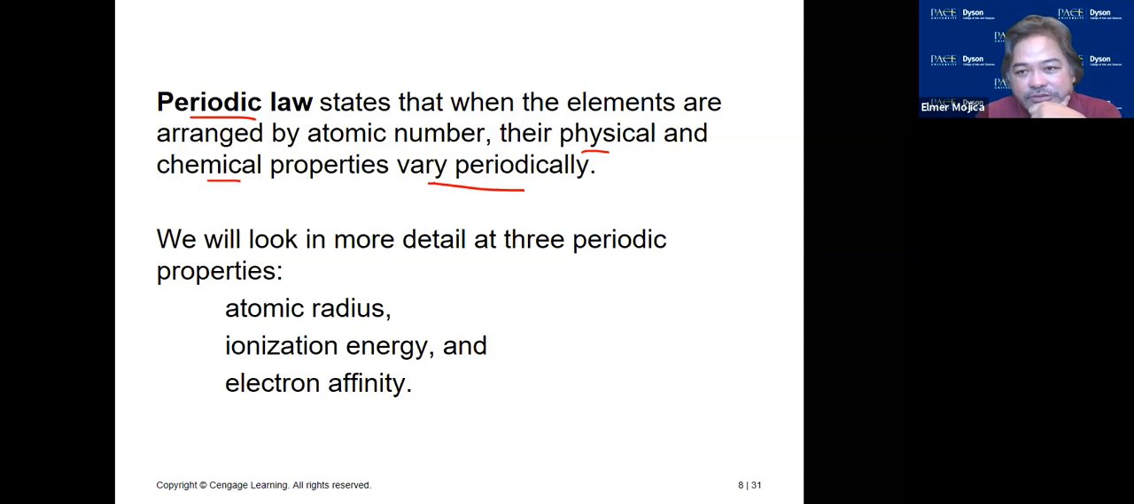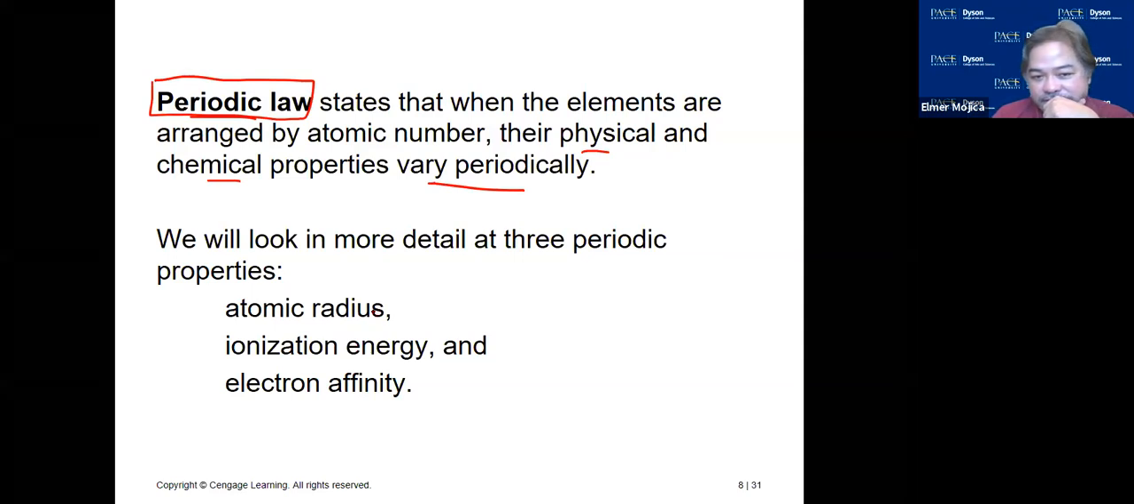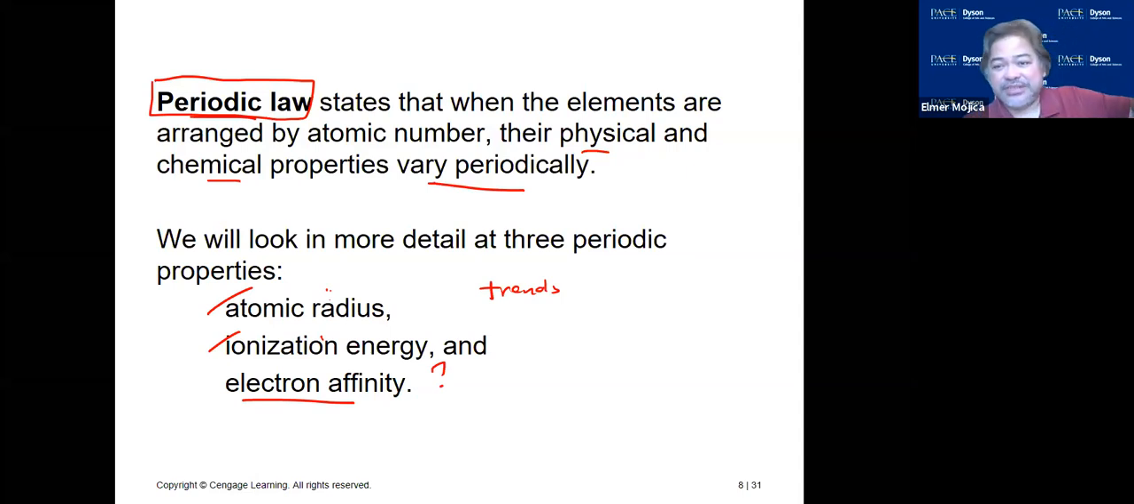Now, what we're going to do with this periodic law is look at some of the properties, like atomic radius and ionization energy in detail, and we try to look at the trends. We also include electron affinity, but there are some anomalies in this compared to the properties of atomic radius and ionization energy. So that's what we're going to discuss for the rest of the chapter.